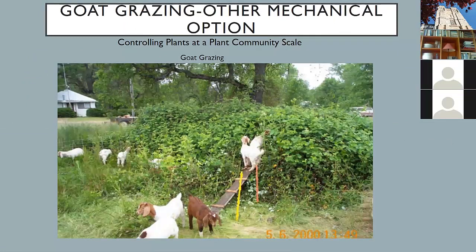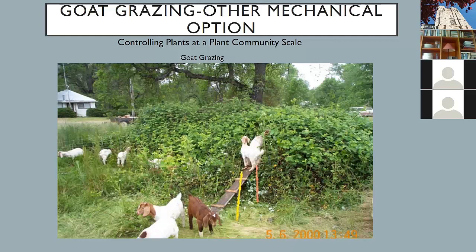So goats are another mechanical option. They control plants at a plant community scale. Goats will usually eat anything if they're hungry enough, and they can be grazed to clear invasive plants, but they must be carefully trained and managed, so they eat the invasives first and move on to another site before they begin eating desirable plants.